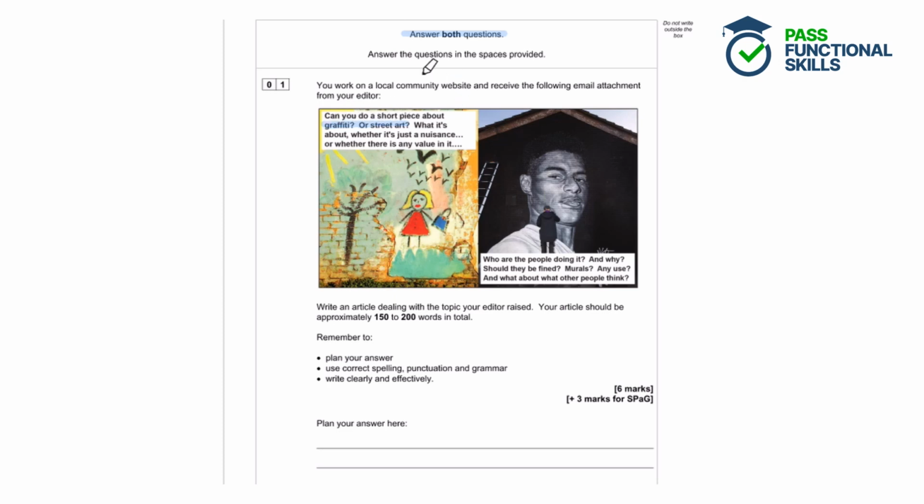And we are doing this for a local community website. So our audience is the local community. And we need to adapt our response to that audience.